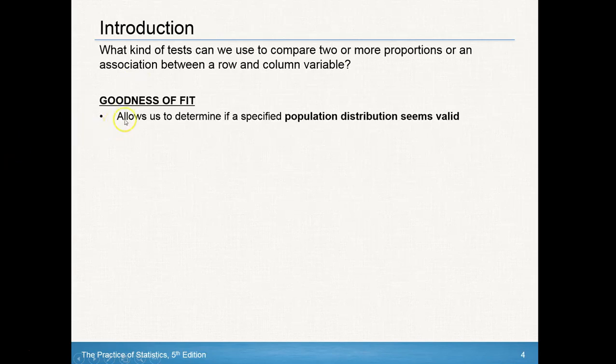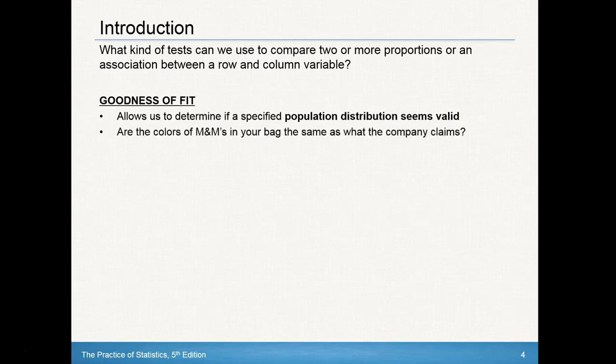A goodness of fit test is going to allow us to determine if a specified population distribution seems valid. So does the single row match what we observed? It will always be a single row. We're just checking to see if what we observed matches what we should have gotten. So are the colors of M&Ms in your bag the same as what the company claims?